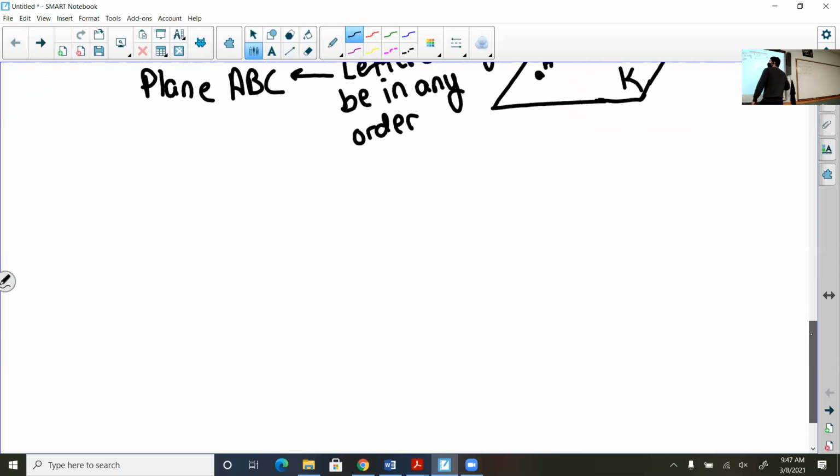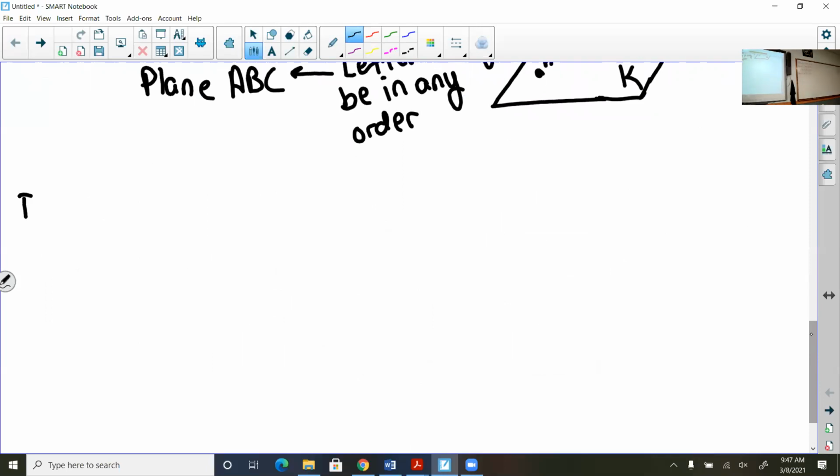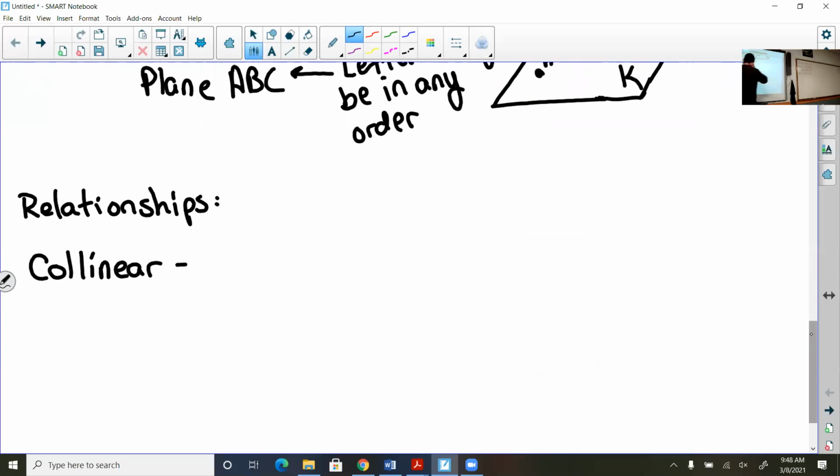All right, so now that we did our 3 vocabulary words, I want to talk about some of the relationships of things like points and lines and planes and what it means. So when I have 2 lines and they are connecting, what does that mean? And if I were to have 3 points that are on the same line, what does that mean? If they're not on the same line, what does that mean? So the first relationship I want to talk about is collinear.